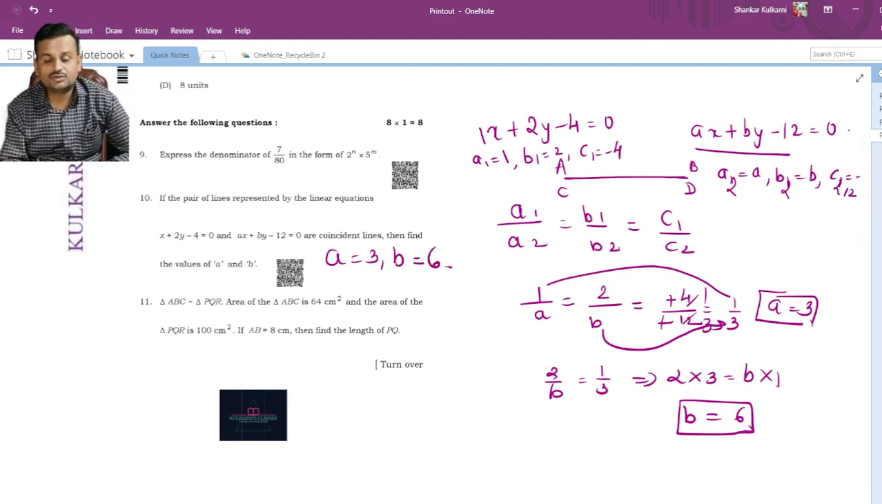Remember, this question carries 1 mark. So we should be very fast in solving. Okay, so let us move to the next question. Before moving to the next question, I would like to rub all this part. I need space.